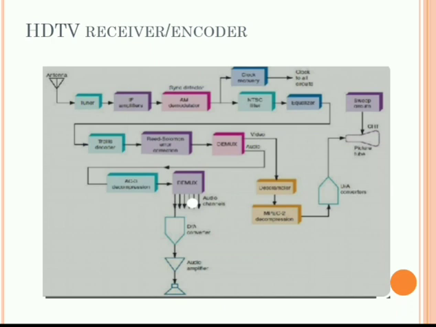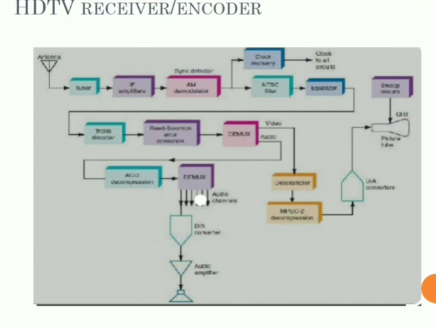This is the simplified receiver block diagram. The HDTV receiver consists of a receiving antenna, tuner, amplifier, then a demodulator circuit, equalizer circuits, and different decompression techniques. In the transmitter we used a compression technique. Here we are decompressing the signal so that we get exactly the signal that was transmitted.